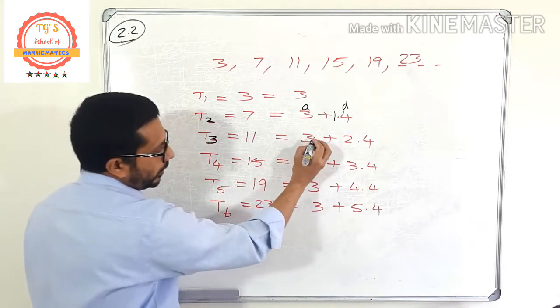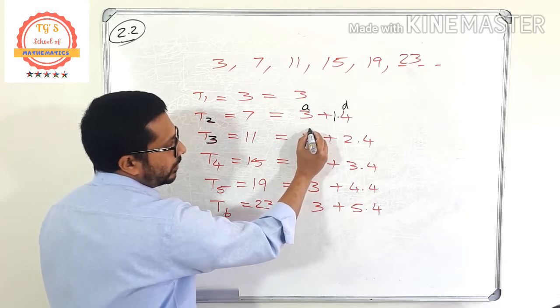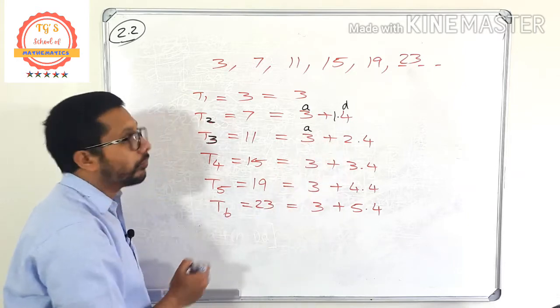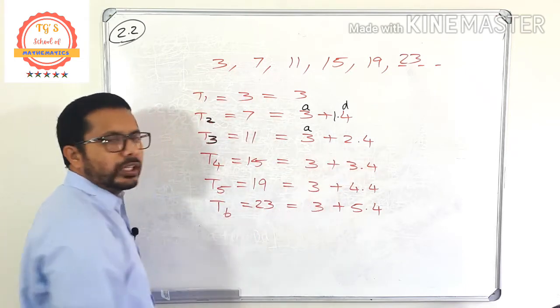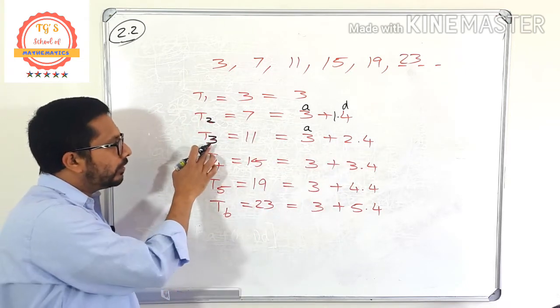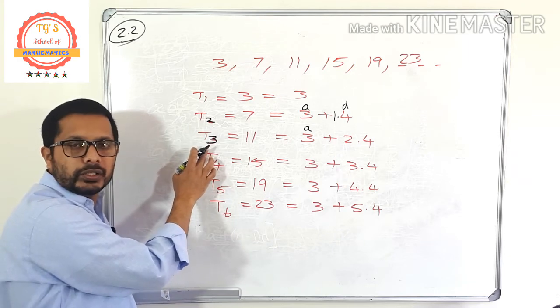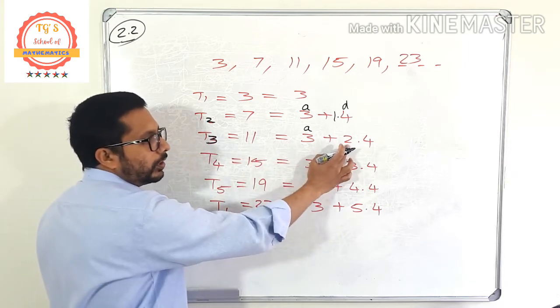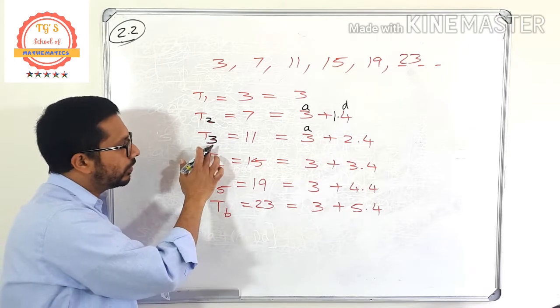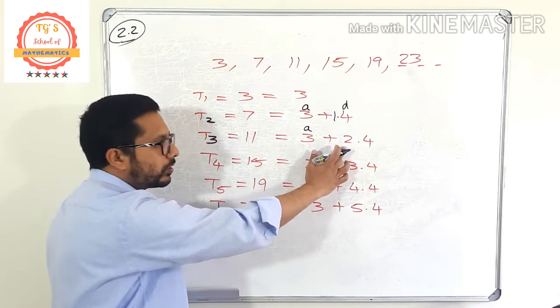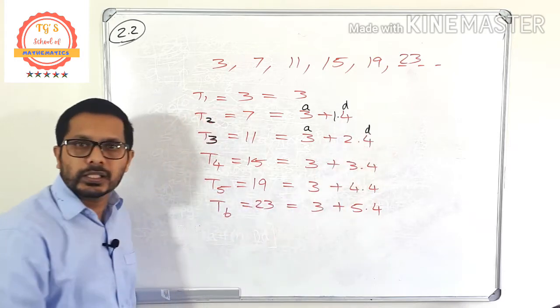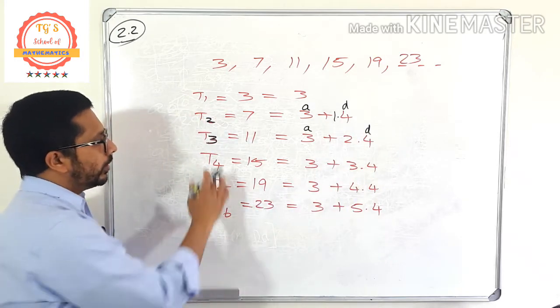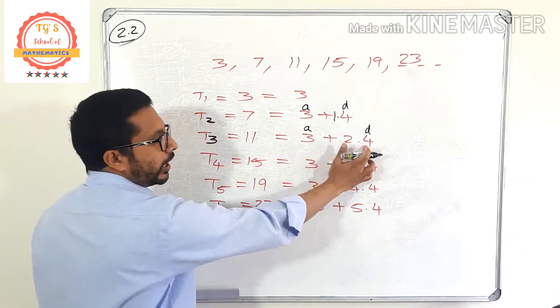Third term. Okay, look at how I wrote it: 3 plus, what does this 3 stand for? The first term, this one. Plus 2 times, how do you get that 2? When you want to find the third term, you have to take 1 less than this one. So it is 2, 3 minus 1 is 2, times 4. What is this 4? It is d. Okay, so the third term is 2 times 4.